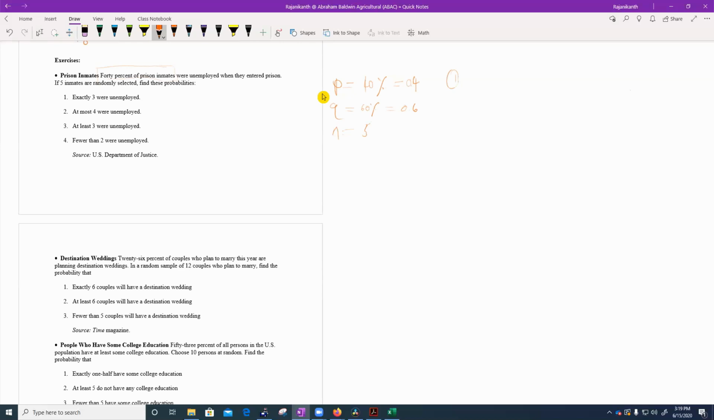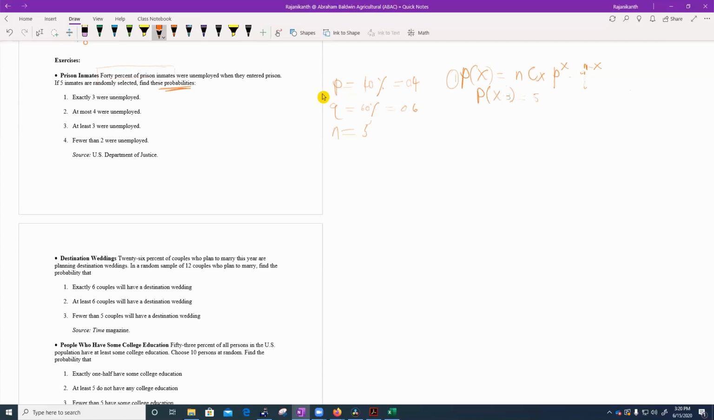So remember, the questions are finding probabilities. Therefore, you need to write down the probability formula for the number of successes. So therefore, P of x I need. The formula says that for the binomial distribution, that is n choose x times p to the power x times q to the power n minus x. This is n. So remember, for the first part, we are looking for 3 unemployment. Therefore, x is 3.